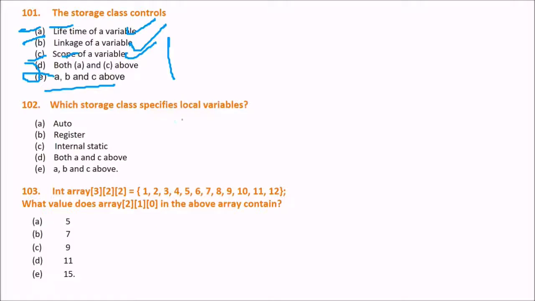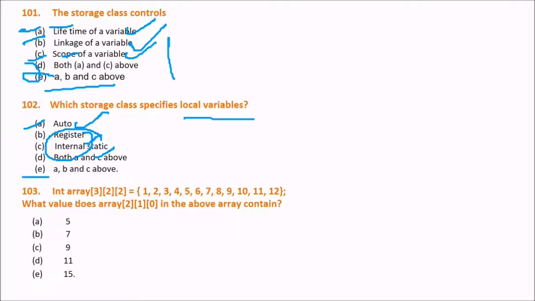Next is, which storage class specifies local variables? Which storage class specify the local variables? Is it auto or any else? The answer is E. Why? Because auto, register, and internal static variables are always the local variables. Auto, register, internal static, all these three. So answer will be E.